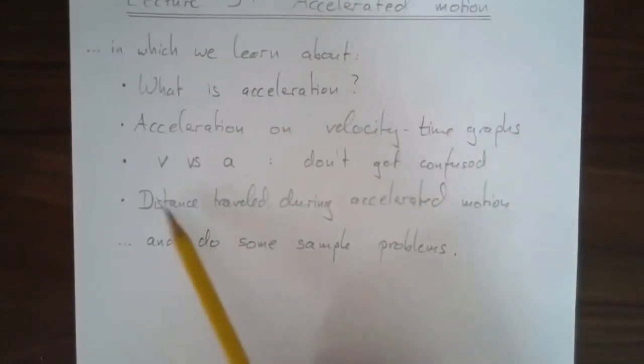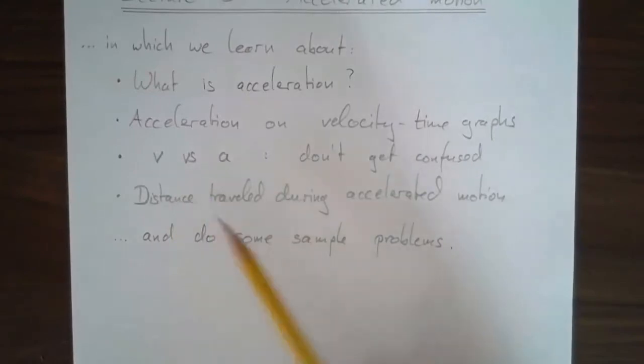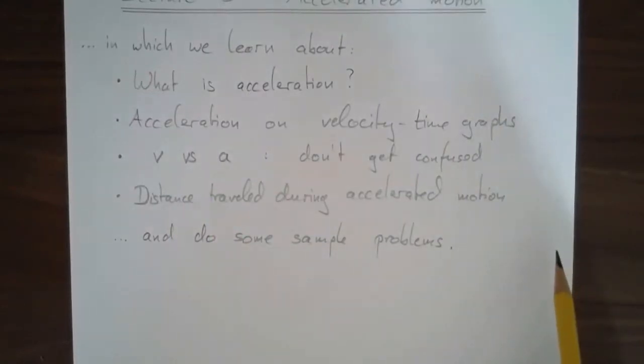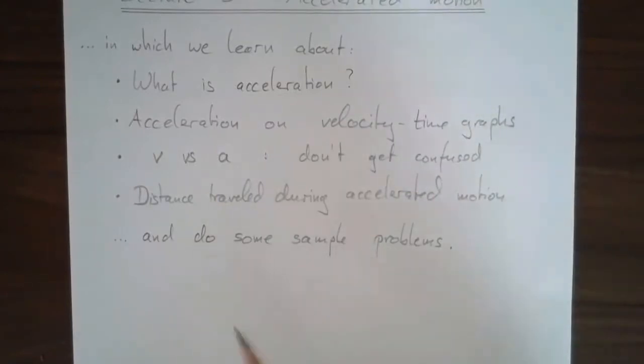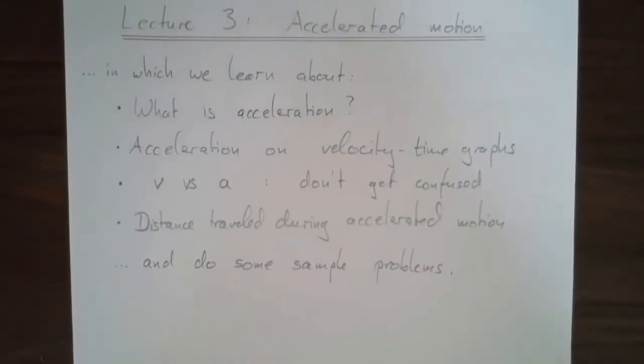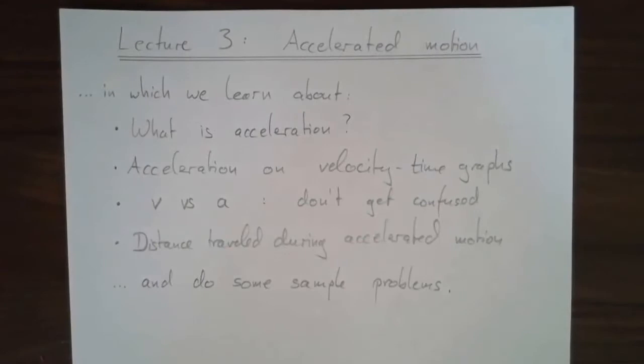so I'll point it out directly. And then we'll spend a bit of time figuring out, well, what is the distance traveled by an object that is not moving at a constant velocity, but that is moving with a certain acceleration? And in the course of that, we'll be doing some sample problems.